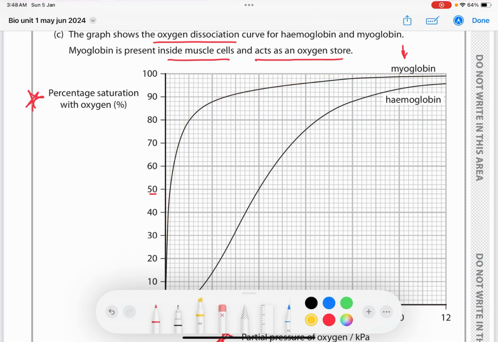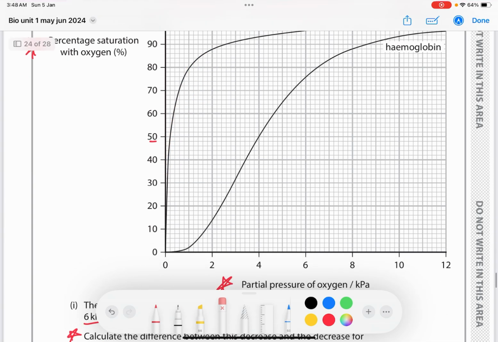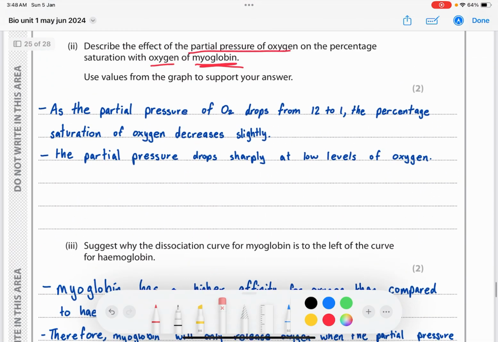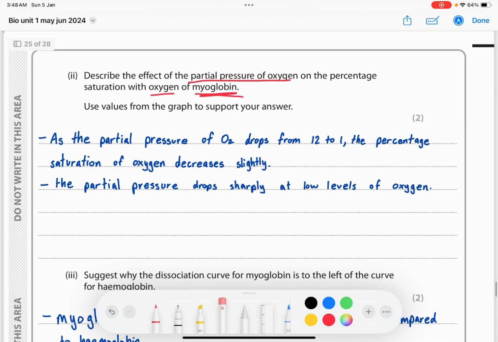And we can see that it starts decreasing more from here to here. So again, let's be more accurate. This is a broader range. Let's shorten the range, from, I think, here to here. So yeah, especially when there's a low percentage saturation of oxygen, that's when the partial pressure of oxygen sharply declines. So yeah, that was the answer.